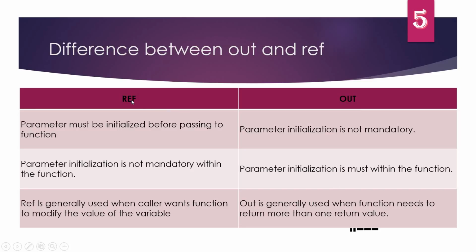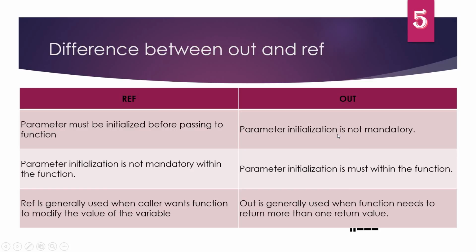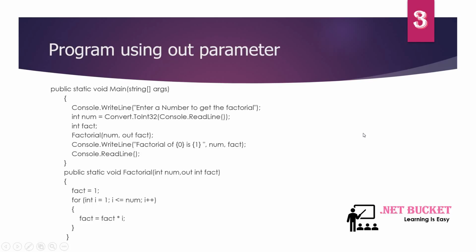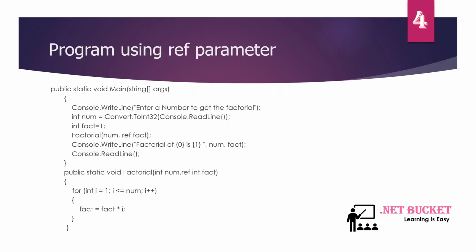So ref is the one which we discussed last. You can see the parameter must be initialized before passing to the function. This is ref, so we are initializing here. So this should be initialized if you are using a ref parameter, but parameter initialization is not mandatory in out. In out, you can see the parameter which we are sending here is not initialized, so it is not mandatory to initialize the parameter when you are using out. Similarly, in ref, parameter initialization is not mandatory within the function. So in the function where we are passing the parameter, initialization is not mandatory, which we have seen here.